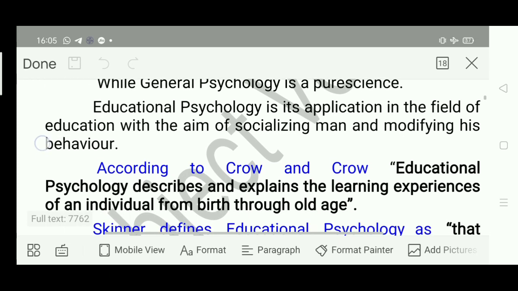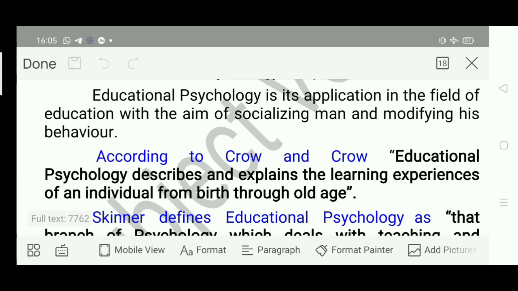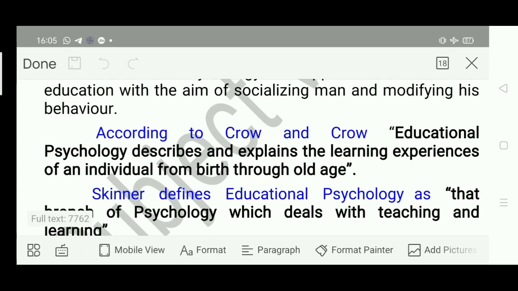According to Crow and Crow, the great educationist, educational psychology is defined in the following way. Educational psychology describes and explains the learning experience of an individual from birth through old age. It means the whole life education is continued, and the educational process, how it is going on and how we learn, is studied in educational psychology.